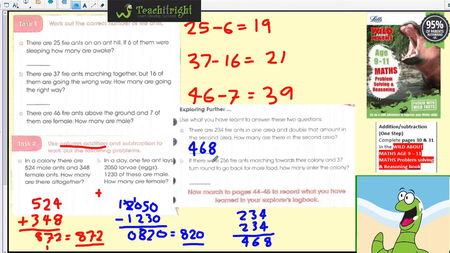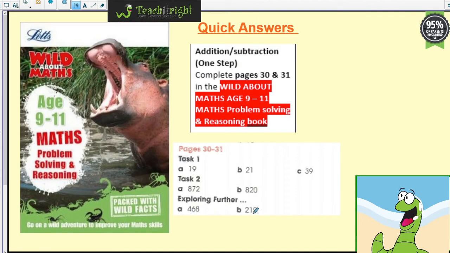If there were 256 ants marching towards their colony and 37 turn around to go back for food, how many enter the colony? That's going to be 256 subtract 37. I want to do 6 take 7, I can't, so I borrow from the 10s, making that a 40, which now frees up 16. 16 take 7 I can do, that leaves me with 9. 40 take 30 leaves me with 10, and 200 take nothing leaves me with 200. So final answer, 219. So 468 and 219.